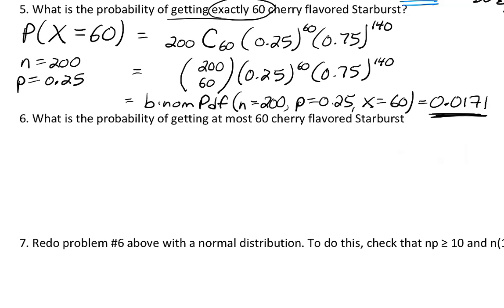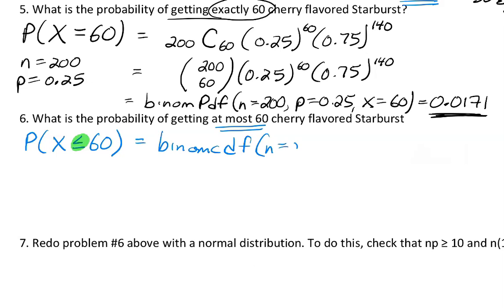What is the probability of getting at most 60? That's the probability that x is at most 60, which means 60 and everything below that, so x is less than or equal to 60. When we have an inequality like this, it's best to use binom CDF, where n is 200, p is still a quarter, and x is our boundary of 60. Using binom CDF, not binom PDF, we get 0.9546. That's a very, very high probability, right?